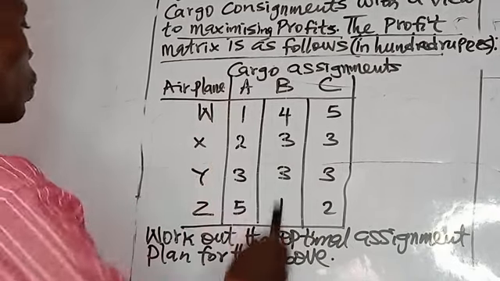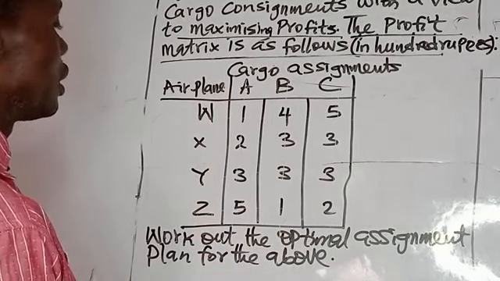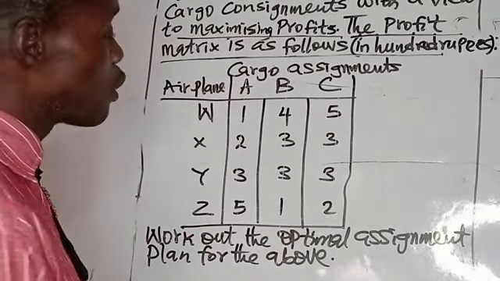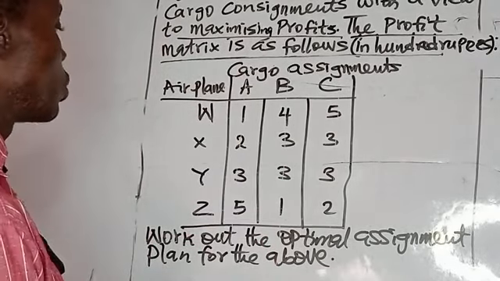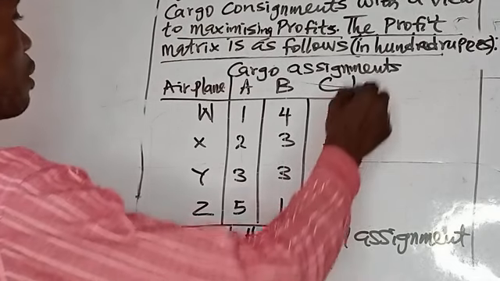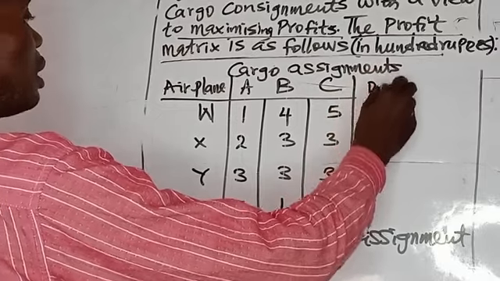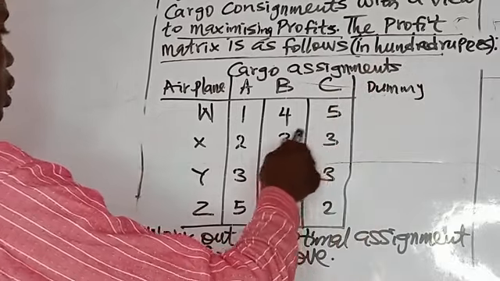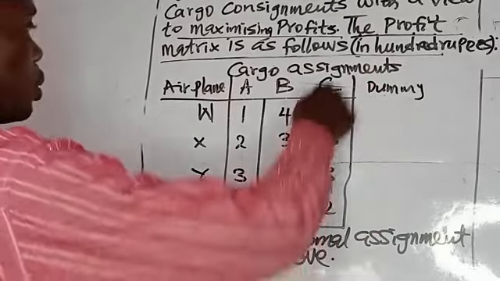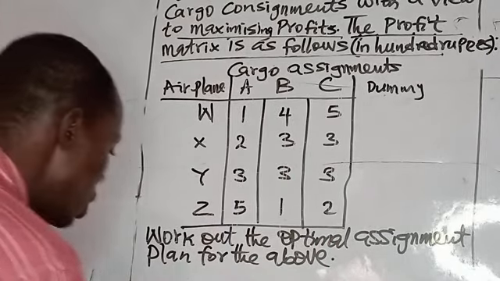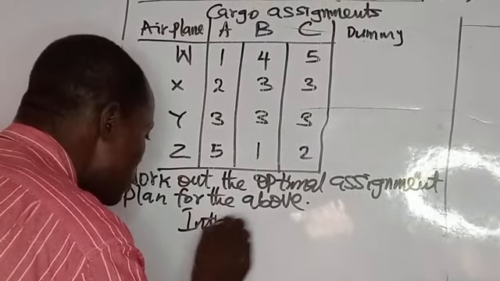Column 1, column 2, column 3. There are 3 columns. Since the number of rows is not equal to the number of columns, you are going to introduce a dummy. If you introduce a dummy here with 0 cost, we will now have 4 columns. So now let's introduce the dummy activity.